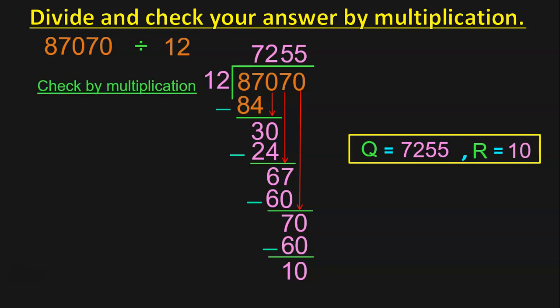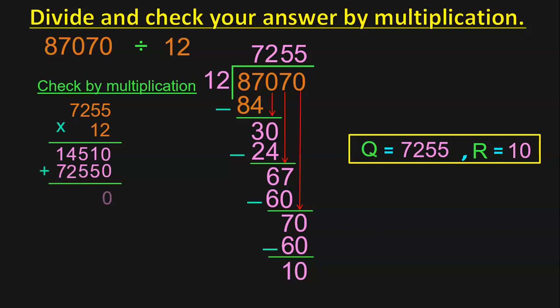Let us check with multiplication if the division that we have done is correct. 7,255 into 12. 2 fives are 10, 0 carry over 1. 2 fives are 10, 10 plus 1, 11, 1 carry over 1. 2 twos are 4, 4 plus 1, 5. 2 sevens are 14. Add a 0 in the ones place. 1 five is 5, 1 five is 5. 1 two is 2, 1 seven is 7.